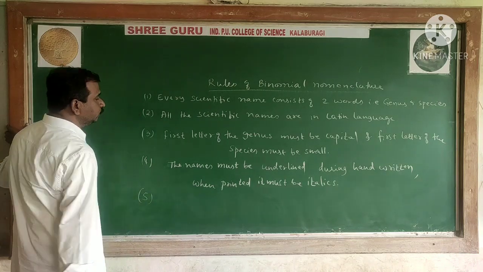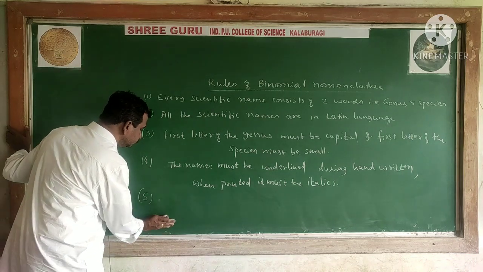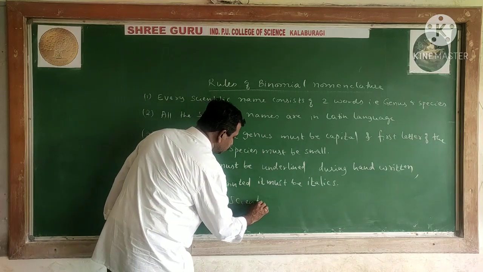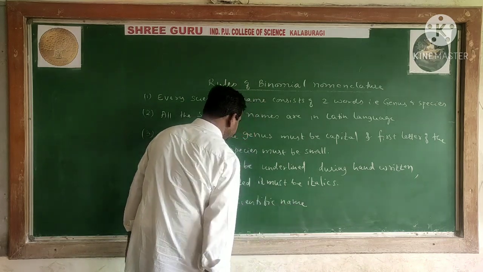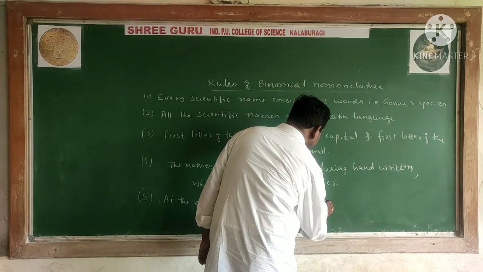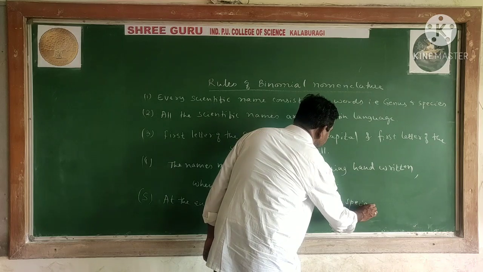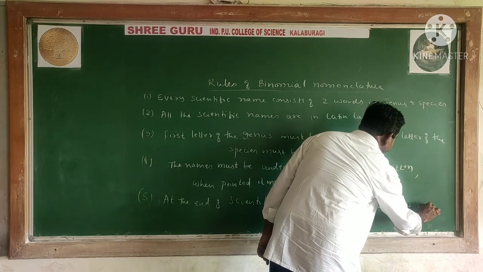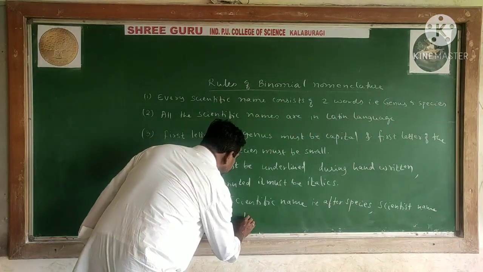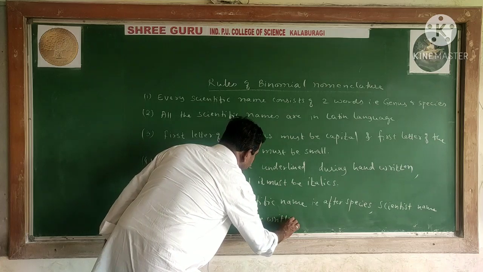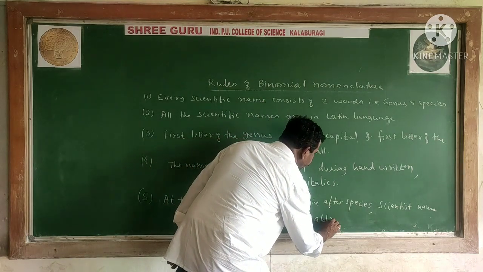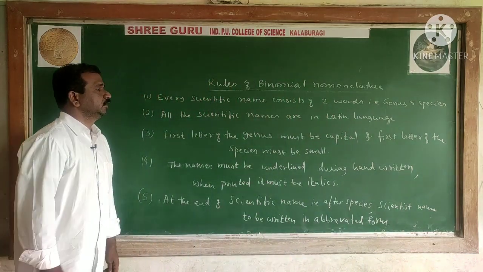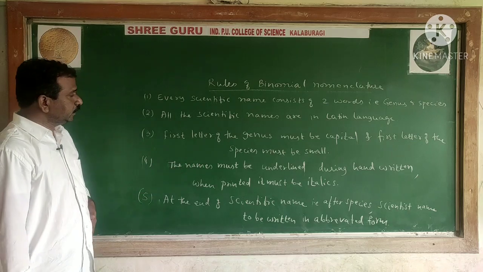Last one, fifth one, you can observe that at the end of scientific name, that is after spaces, scientist name to be written in abbreviated form. These are the rules. Very simple rules are there, what we are observing here.